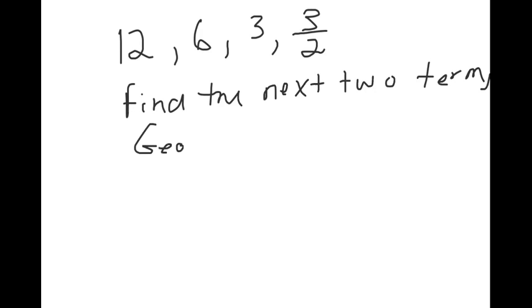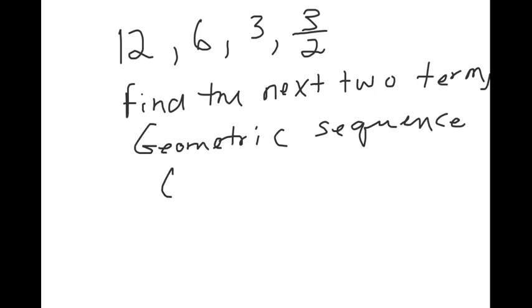a geometric sequence, that number that we keep multiplying over and over again to get to the next term is called a common ratio. Now, the common ratio, normally we use the letter R to represent it. This is the number that is multiplied over and over again to get to the next term.